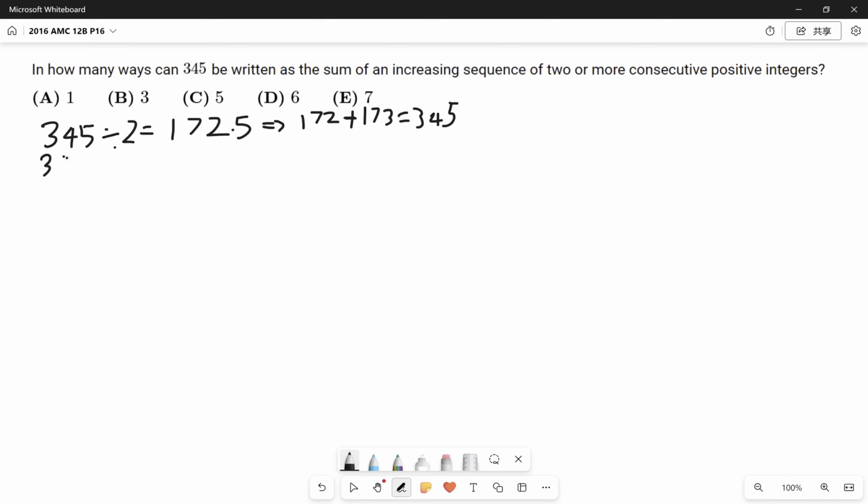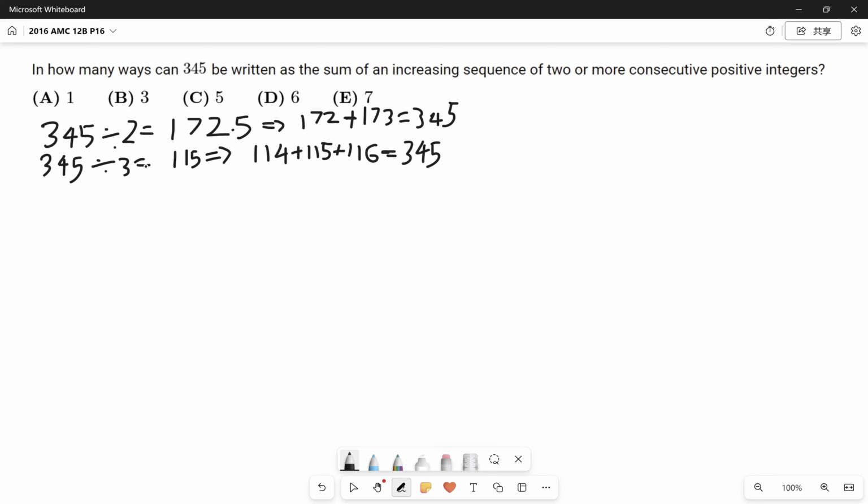So what about 345 divided by 3? Maybe we want three numbers in our increasing sequence. 345 divided by 3 is 115. So this gives us a sequence 114 plus 115 plus 116, which is 345 again. Now, obviously, we don't have that much time to brute force this out. You can if you have a bunch of questions left and you don't know how to do stuff in the AMC. But the better way to do this is to use the SMART method. So how do we do this then?